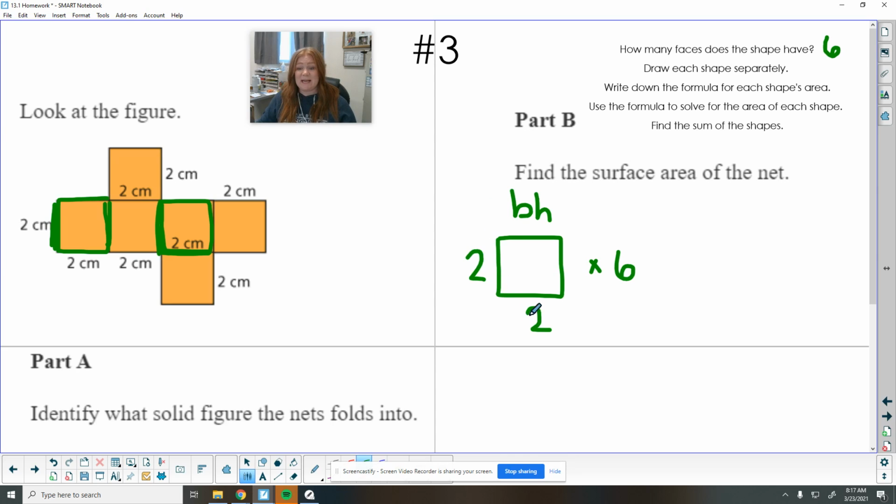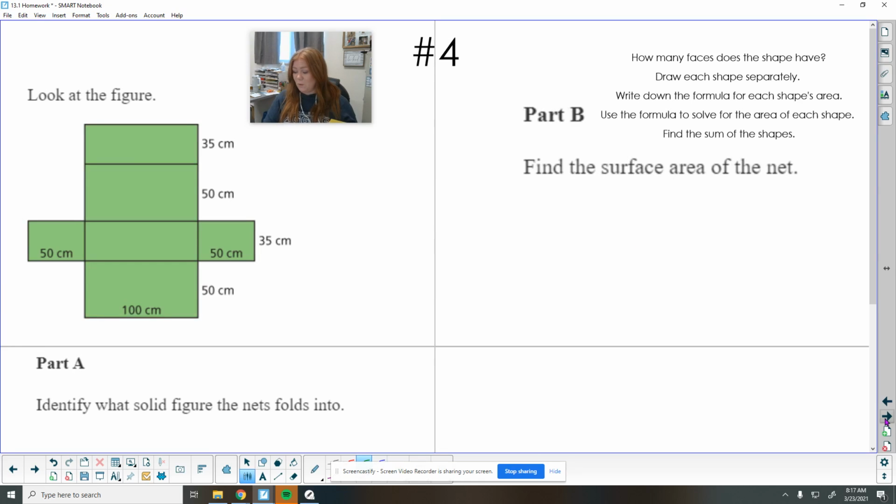So I'm going to do base times height, and that tells me 1 of these squares. But remember, I have 6 of them that are exactly the same. So I want to multiply that by 6. So go ahead and do number 3 and come back when you are ready for number 4.